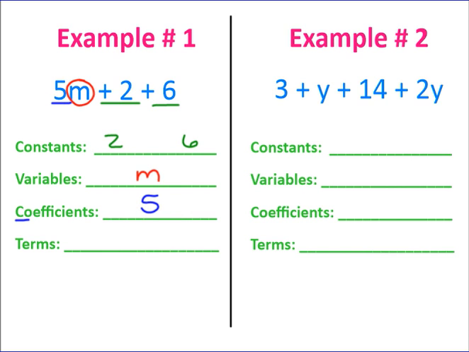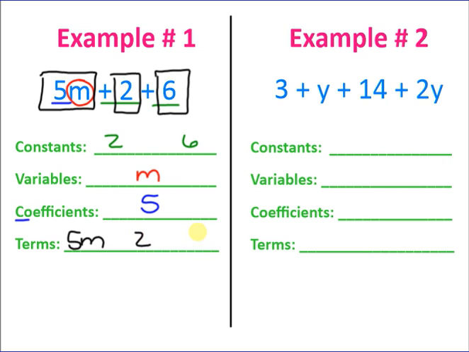And then last, what are my terms? And so what I like to do is I like to draw a box around my terms. So that's one term, okay? Here's another term, and here's another term. So 5m, 2, and 6. Those are my terms. All right, let's take a look at example number 2.